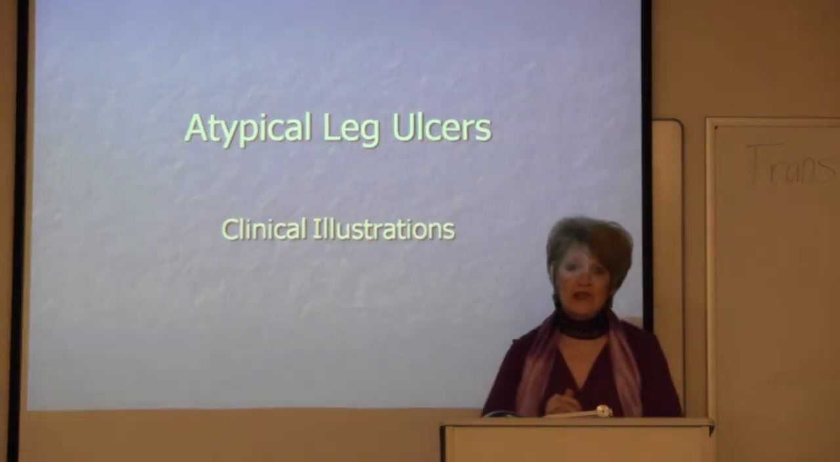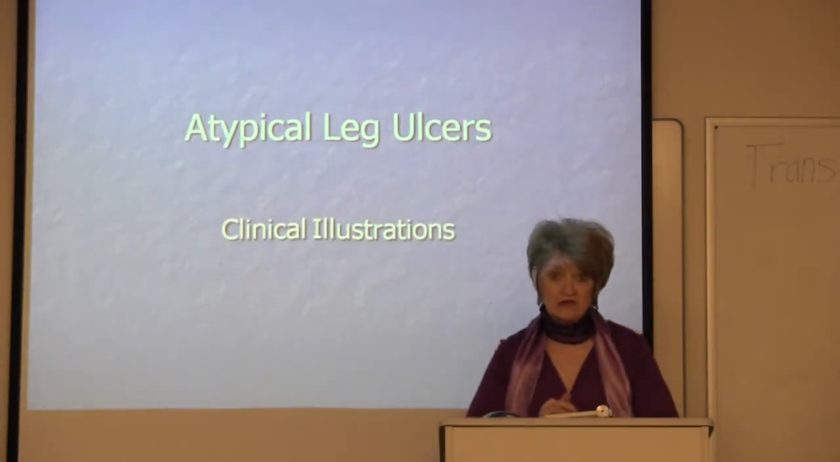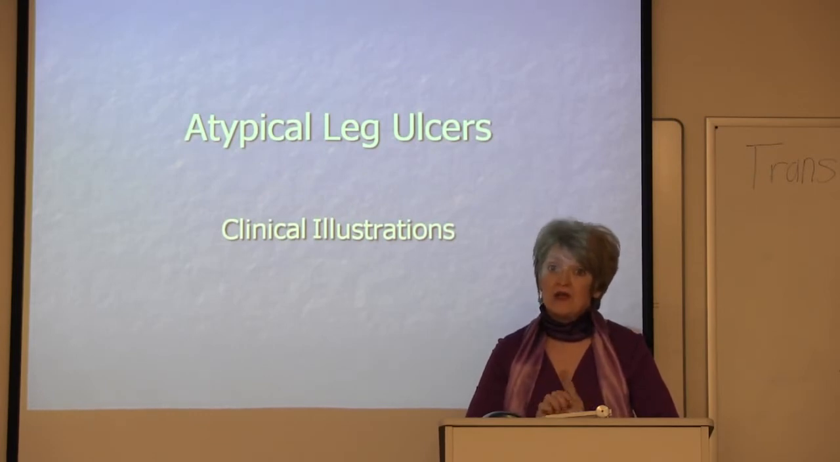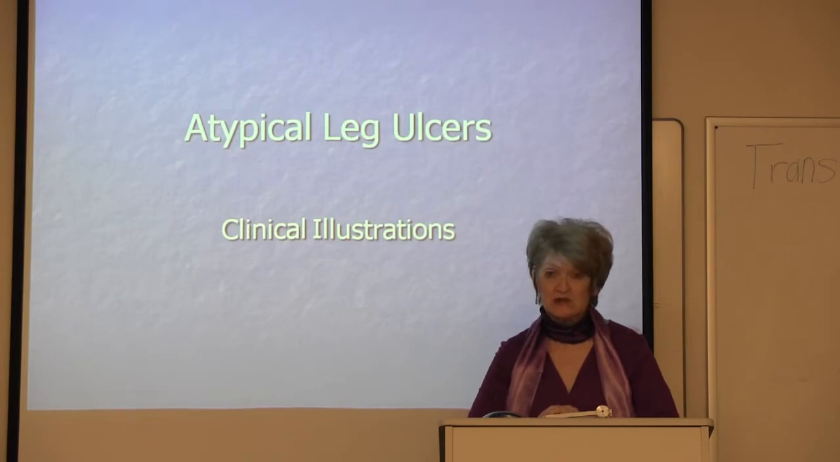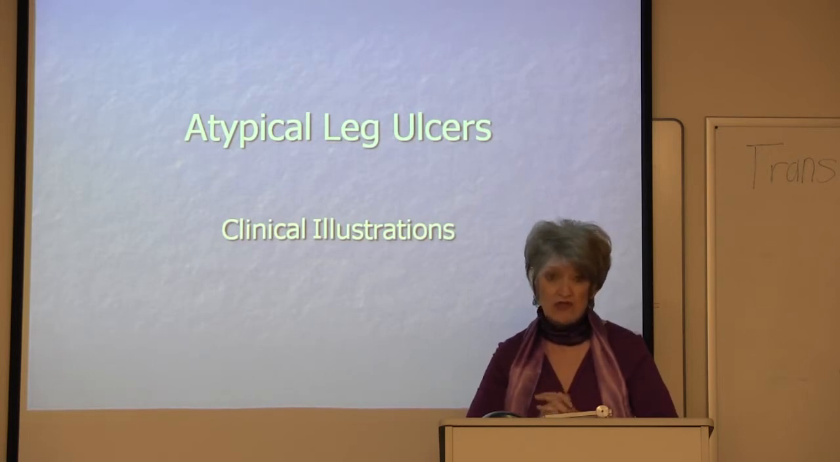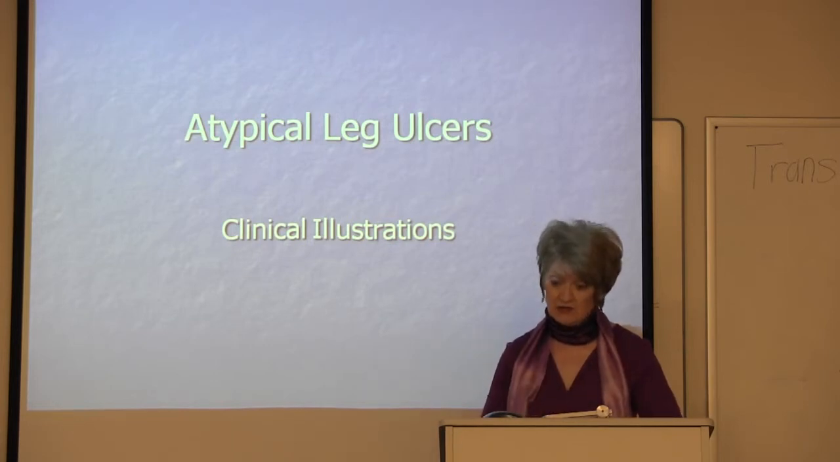In the last several classes, we have talked about the most common types of lower extremity wounds. We've talked about arterial ulcers caused by lower extremity arterial disease. We've talked about venous ulcers, and we've talked about neuropathic ulcers. But of course, there are other types of pathology that can cause lower extremity wounds. And in this session, we're going to go over the most common types of atypical leg ulcers.